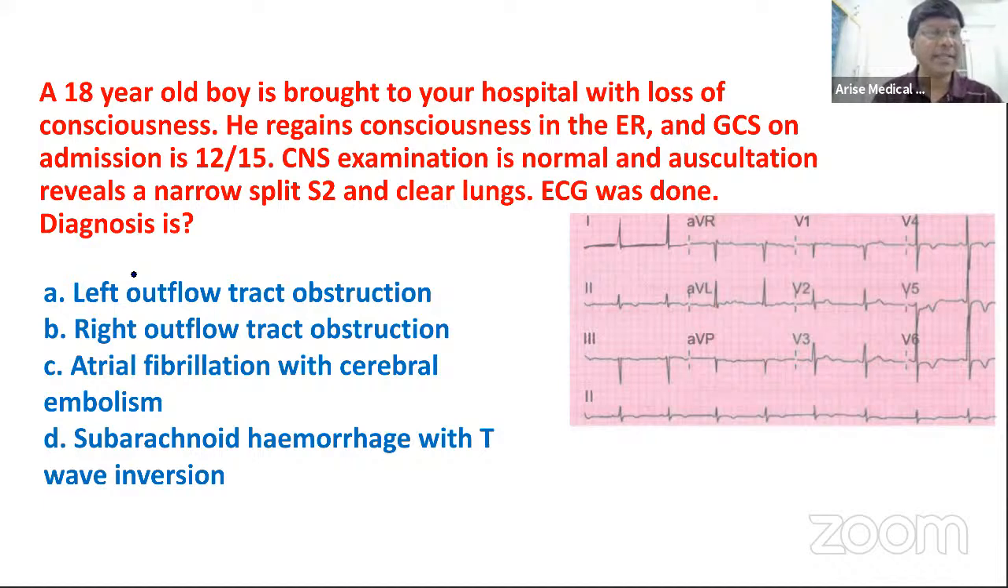We have an 18-year-old boy brought to your hospital with loss of consciousness. He regains consciousness in the emergency department and GCS on admission is 12/15. CNS examination is normal and auscultation reveals a narrow split S2 and clear lungs. ECG was done. So what do you think is the diagnosis in this patient? Left outflow tract obstruction, right outflow tract obstruction, atrial fibrillation with cerebral embolism, subarachnoid hemorrhage with T-wave inversions.